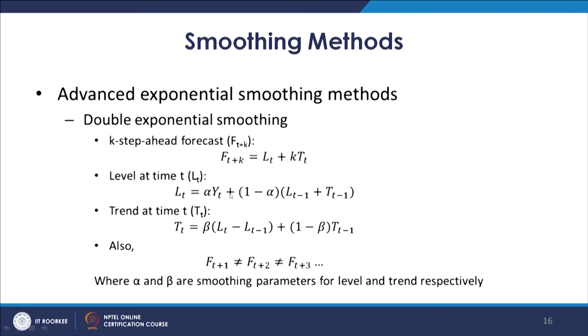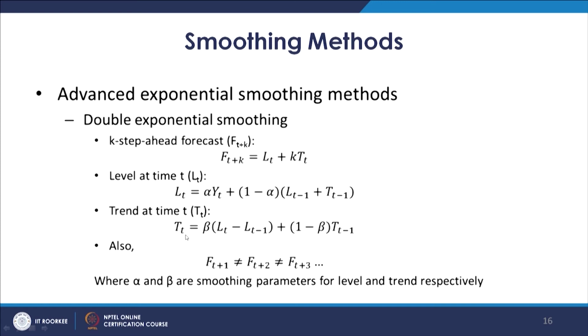L t can be written as a combination of alpha y t plus 1 minus alpha times L t minus 1 plus capital T t minus 1. You can see in the first part, alpha y t, we are using the actual value to define the label, plus the previous value L t minus 1 is also there, and an adjustment using the trend. So, the trend component is being used to adjust, and the actual value is also being used to dynamically determine the label at time t.